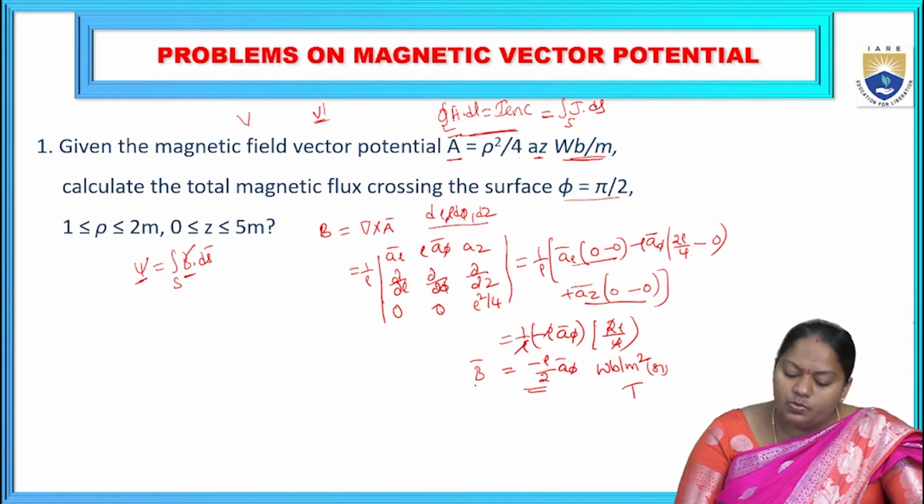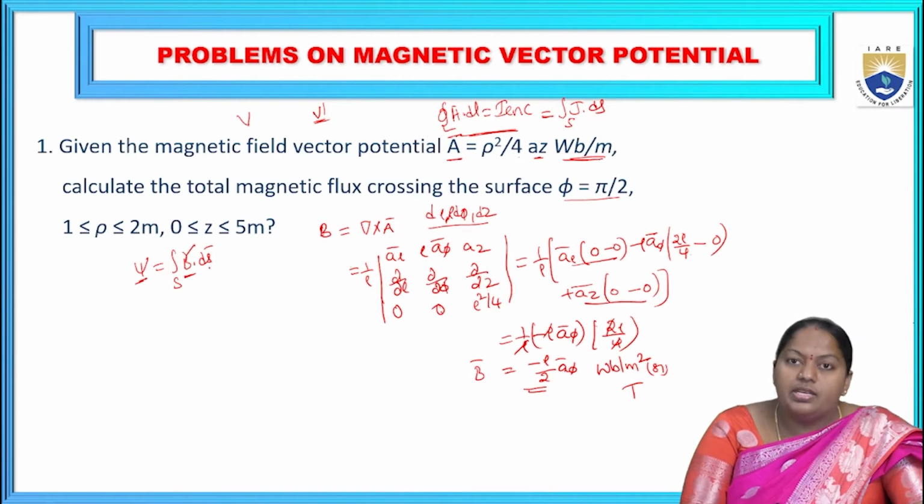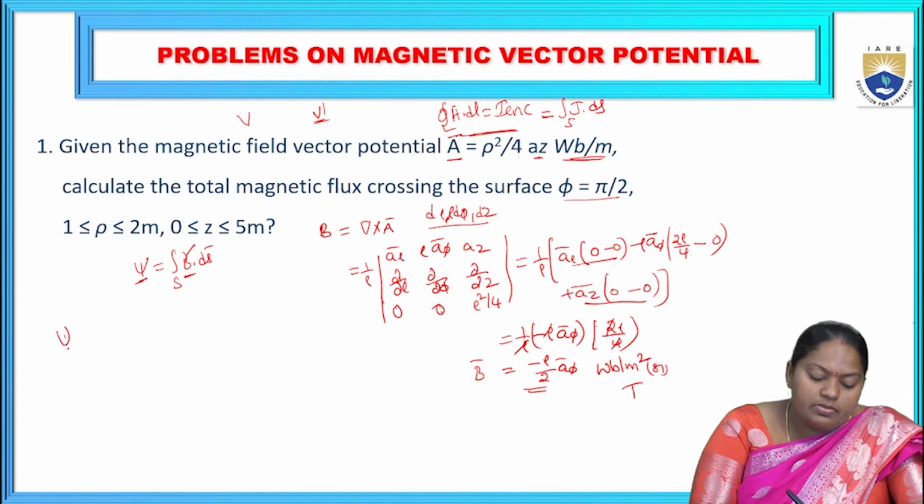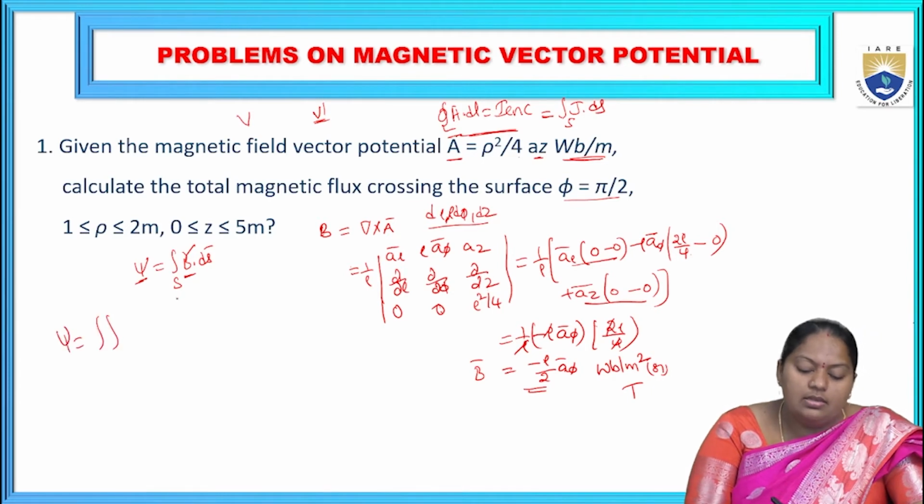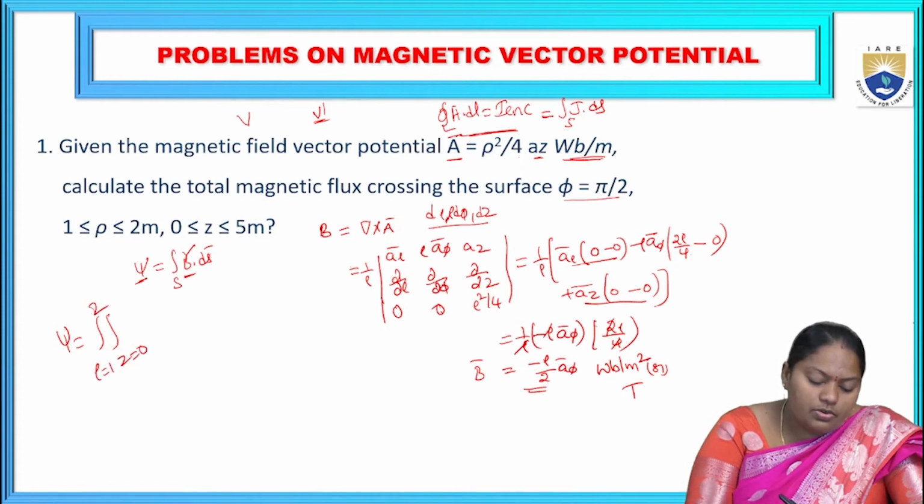Now with the value of this B, we will find the dS formula first. So psi is equal to integral over S. Integral over S means we are considering the plane, and the plane values are to be considered with rho and z, right? So rho equals 1 to 2 meters and z equals 0 to 5 meters. And what is the value? B is minus rho by 2 into a phi, dot dS.